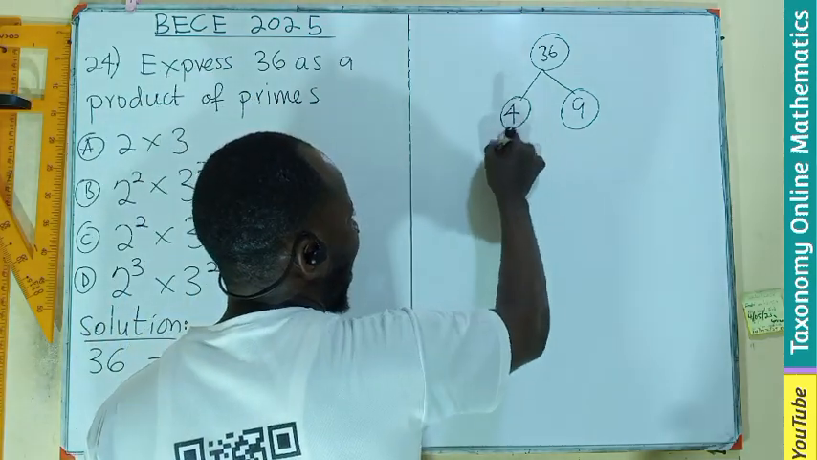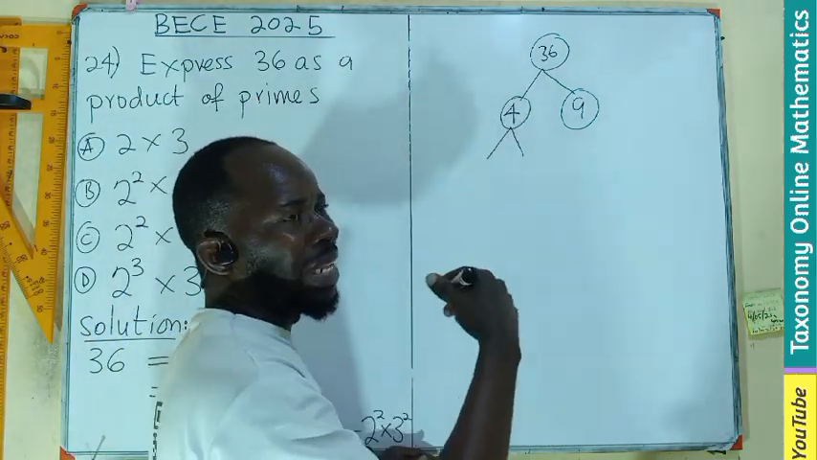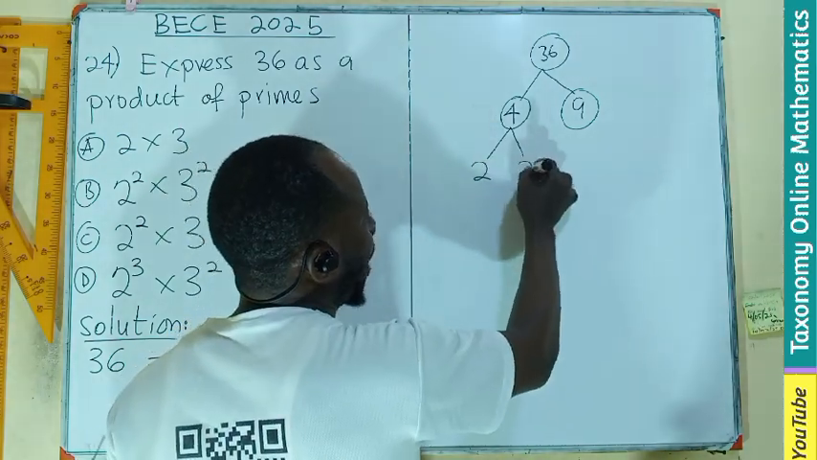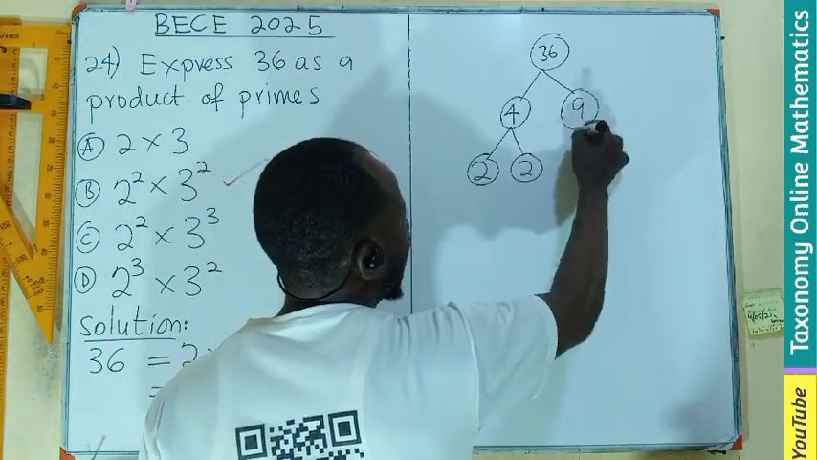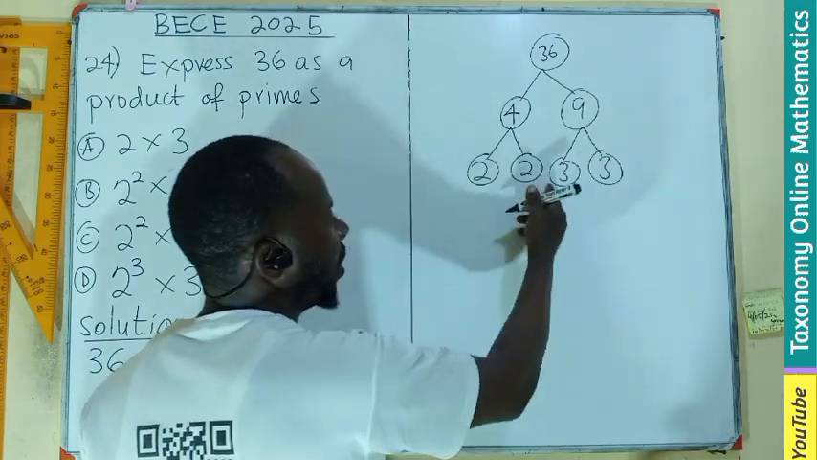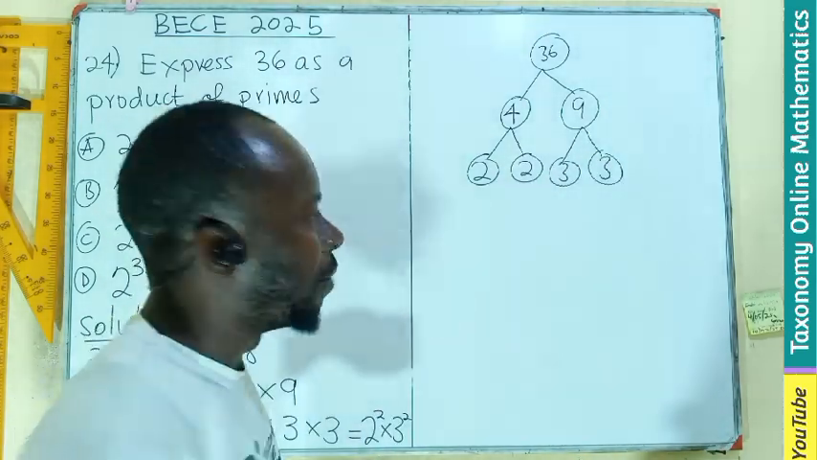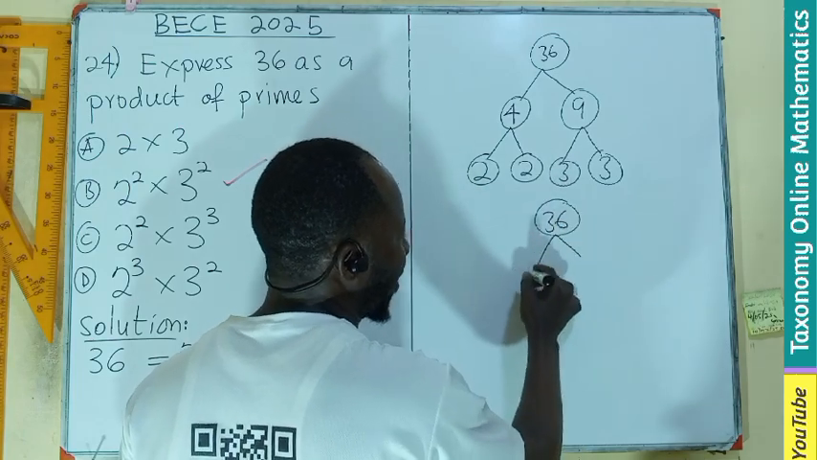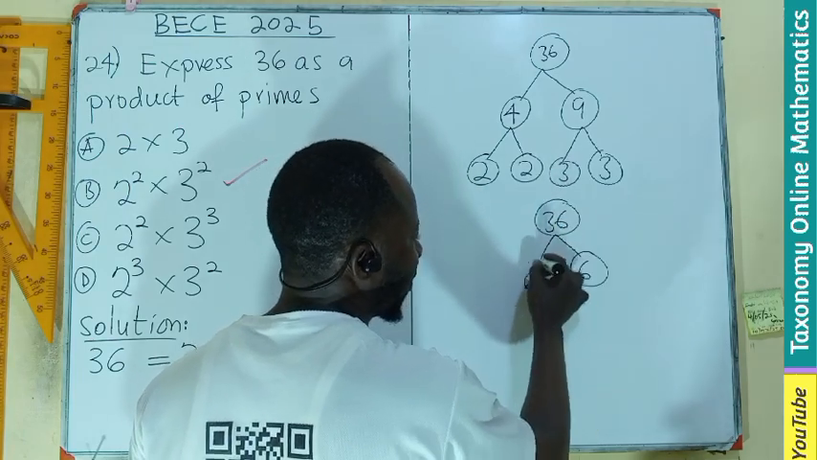Then from here, I find my factors that are going to be prime numbers. I'll have 2 times 2. Then here I have 3 times what? 3. You see, this is multiplying what? 2 different times. We can also make 36 as factors of 6 by 6.